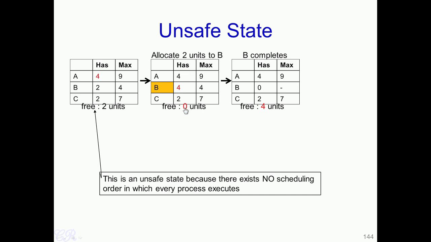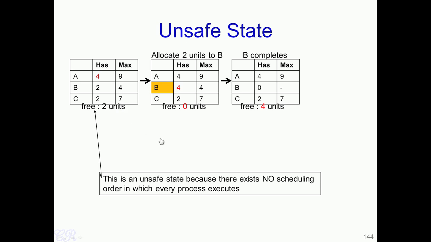free units present. Now, after B completes, we have 4 units free, but you see that neither A, which requires 5 more units, nor C, which requires 5 more units as well, can be serviced with 4 units which is present in the free store. Therefore, we see that this state is an unsafe state, because there is no scheduling order which can cater to these requirements.